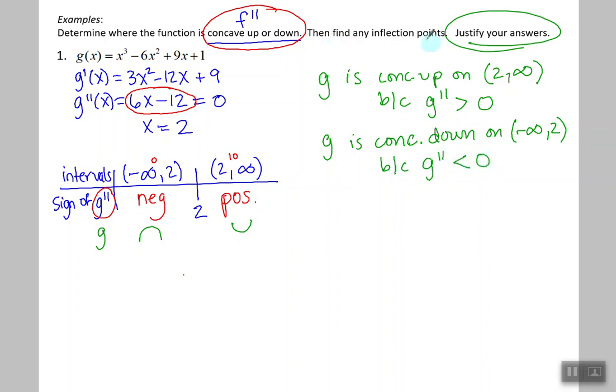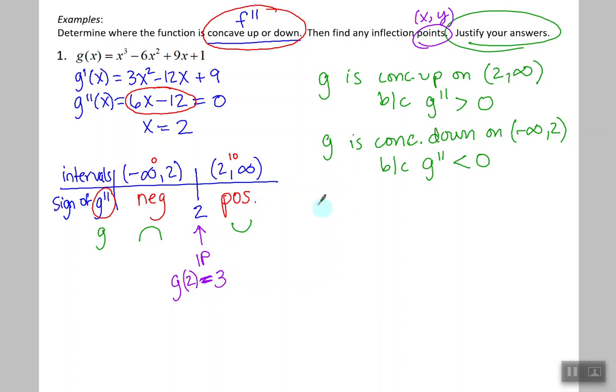Now we can find inflection points. There is a place where the concavity changes, and that's at 2. So at 2, we have an inflection point. But remember, the point is the x, y coordinates. So the inflection point is going to be at 2, but we need to find the y value. So I plug 2 into the original function, 2 cubed minus 6 times 2 squared plus 9 times 2 plus 1, and that gives me 3.